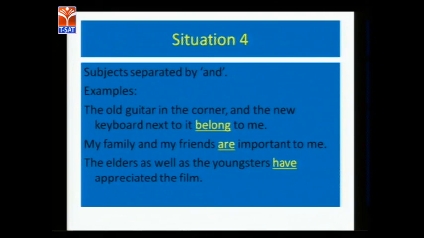Now both of them belong to me. I'm not saying they belongs to me. Is it correct to say they belongs to me? No, because there are two things that belong to me there. So it is essentially a plural. The old guitar in the corner and the new keyboard belong to me. They are mine. I'm not saying they is mine. Okay? I'm not saying the old guitar in the corner and the new keyboard, it is mine. No, that is wrong. So you say the old guitar in the corner and the new keyboard next to it are mine, or you can say they belong to me.